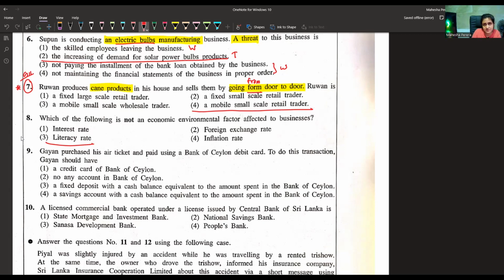What are the rest? Definitely you have to remember the rest. What is the rest? And you have to remember the rest.